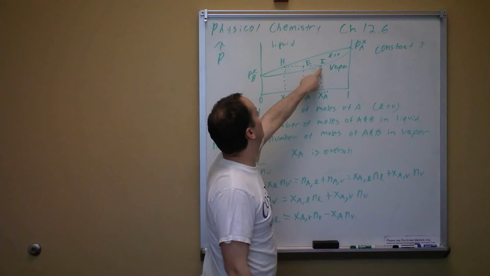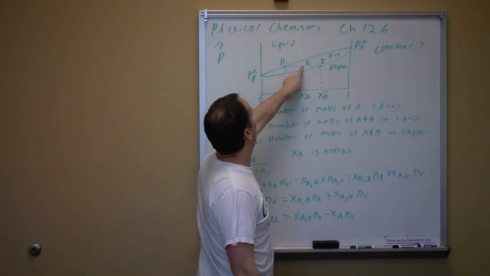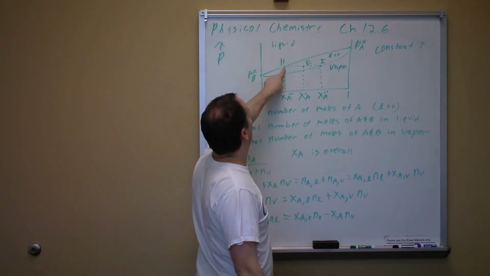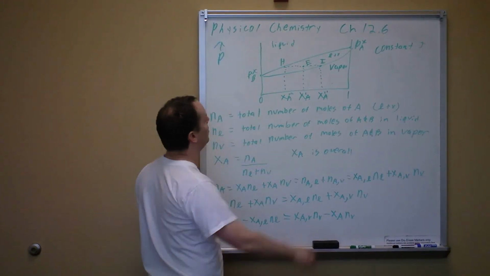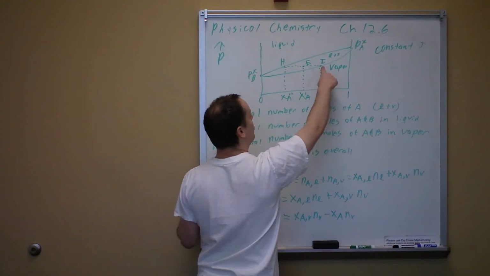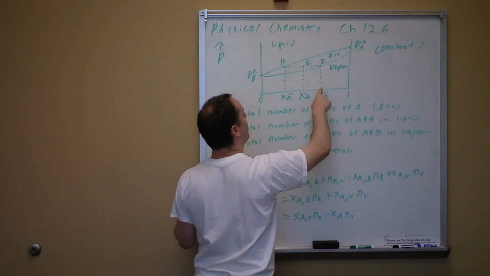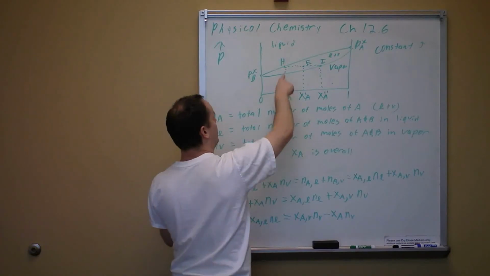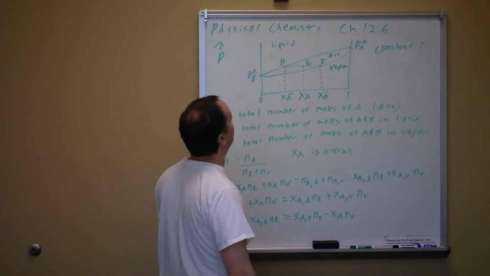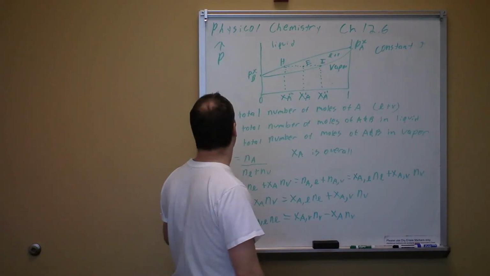So we create this horizontal line called the tie line. Go straight to the left, we get H. Go straight to the right, we get I. So when you're at point I here, this is going to tell you the composition of the vapor phase at point E. And when you're at point H here, this is going to tell you the composition of the liquid phase for point E.